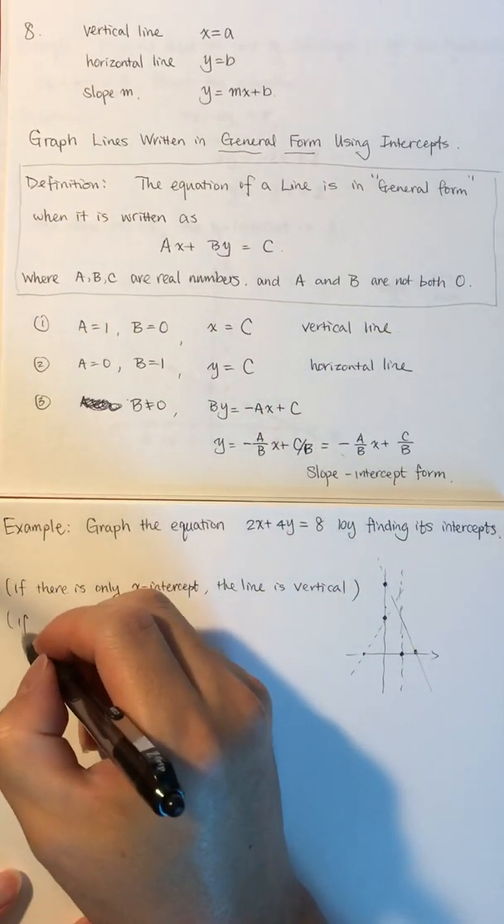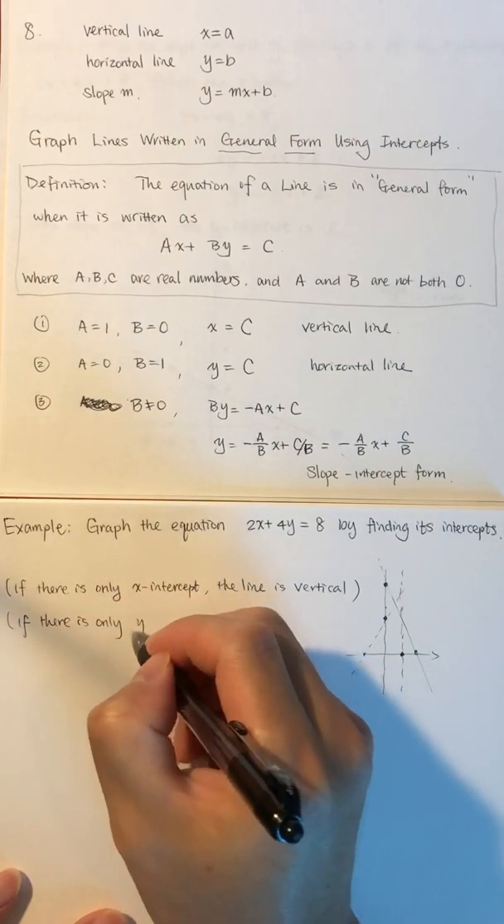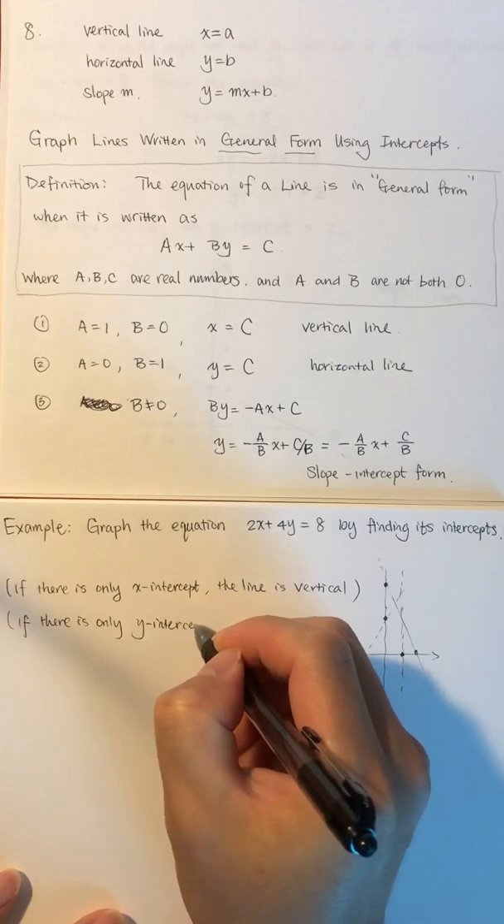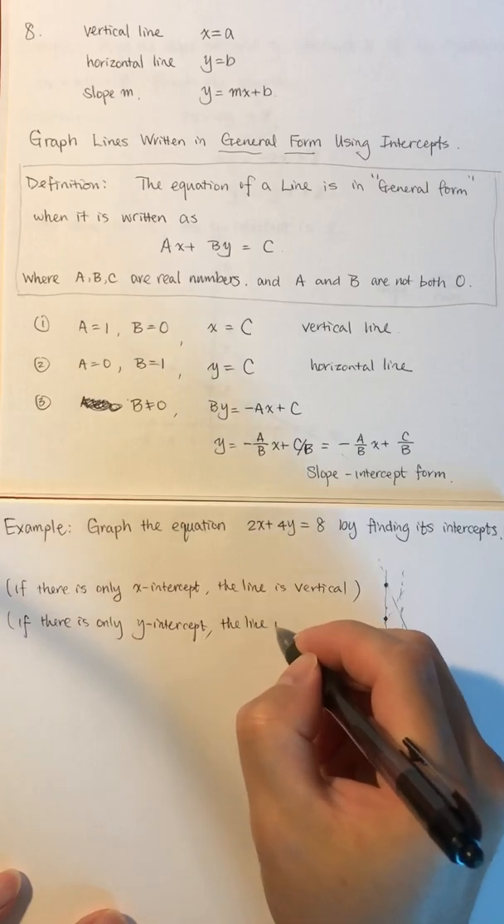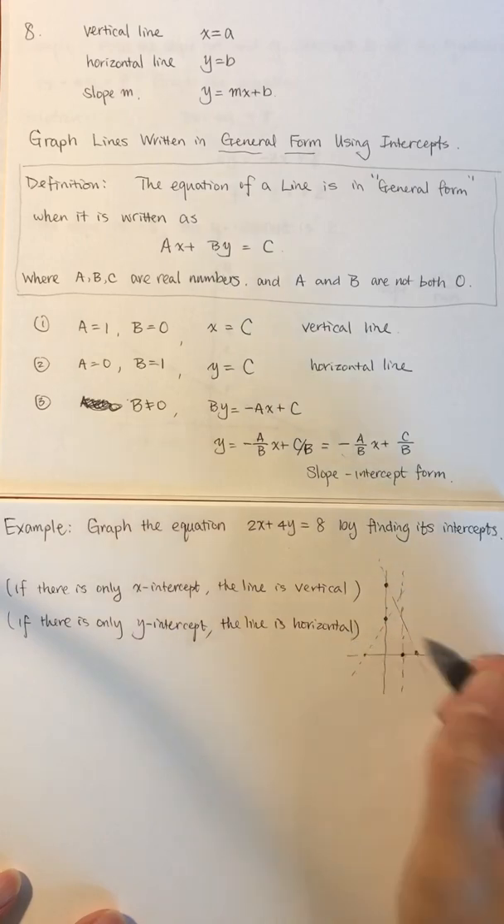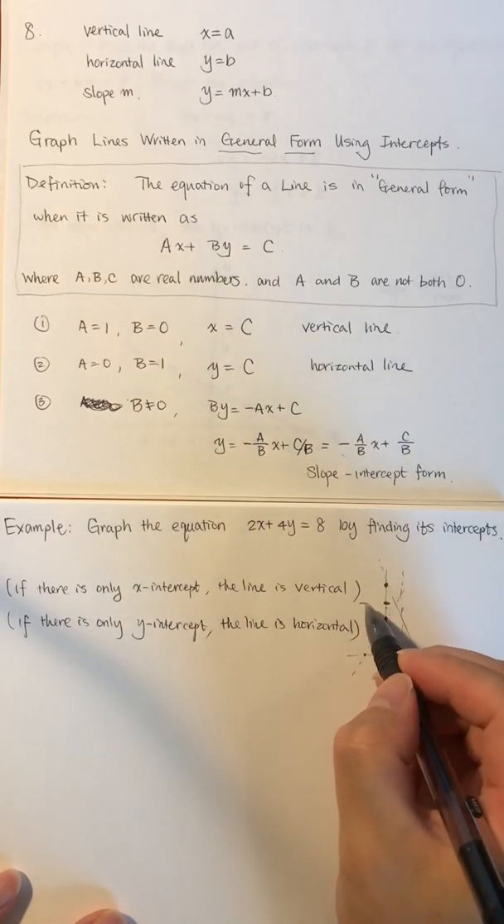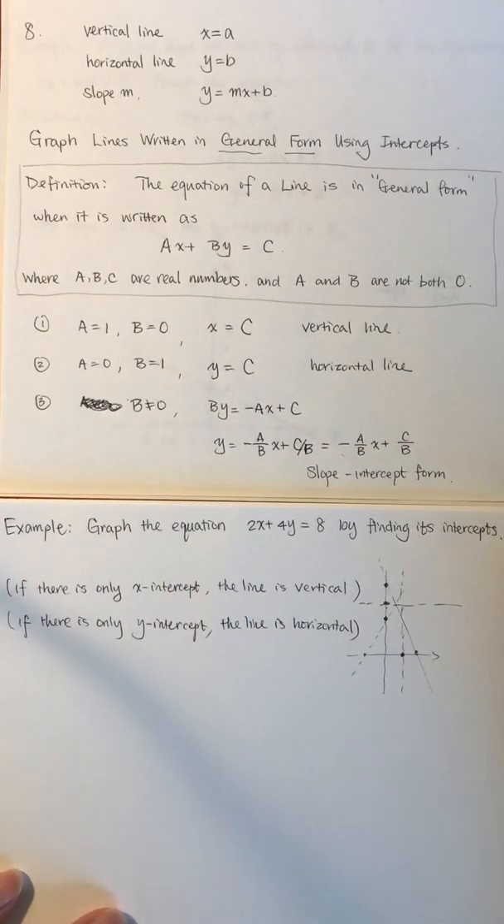If there is only a y-intercept, just a y-intercept, the line is horizontal. If you only have one y-intercept and no x-intercept, then the line is horizontal. So that's the two extreme cases. And in general, if you have two intercepts, you just connect them, either x and y-intercept, you will directly connect them.